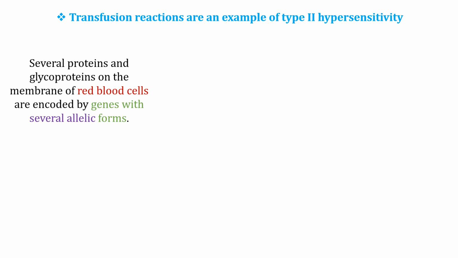Several proteins and glycoproteins on the membrane of red blood cells are encoded by genes with several allelic forms. Here is the term allelic forms. So what are allelic forms? Allelic forms refer to different versions of a gene. You can say they are the alleles that exist at the same location, that is the locus, on a chromosome. In the context of blood groups, allelic forms represent different variations of specific genes that encode blood group antigens.